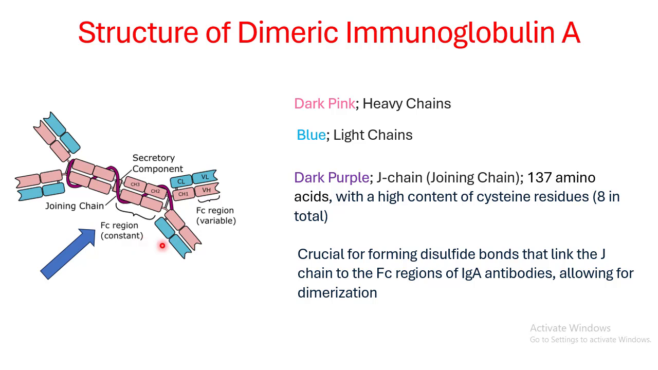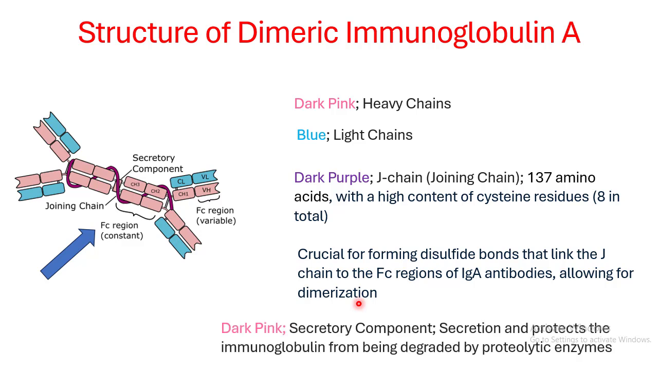So the J chain is very crucial for forming the disulfide bonds, thereby converting the monomeric immunoglobulin A into dimeric immunoglobulin A. Now you might be seeing another component over here, this secretory component. The secretory component is performing two important functions. The first function is that it is responsible for secretions.